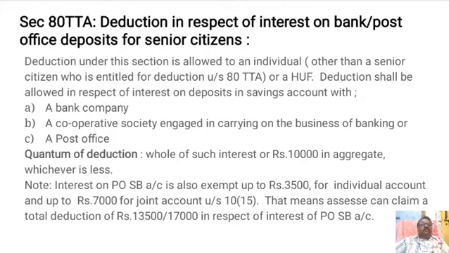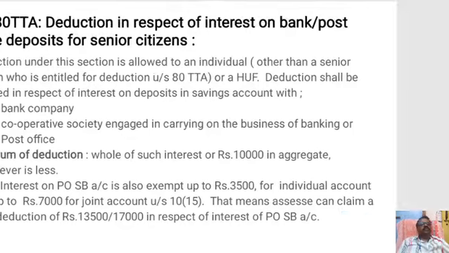As for the quantum of deduction, interest on post office SB account is also exempt up to ₹3,500 for an individual account and ₹7,000 for a joint account under section 10 subsection 15. It means that the assessee can claim a total deduction of ₹13,500, ₹17,000 in respect of interest on post office SB account.